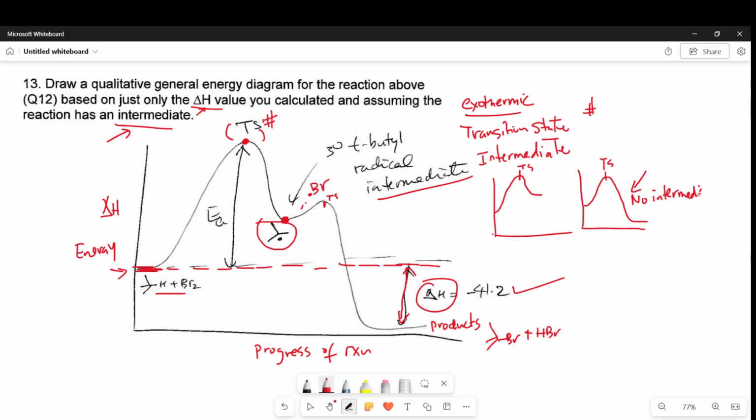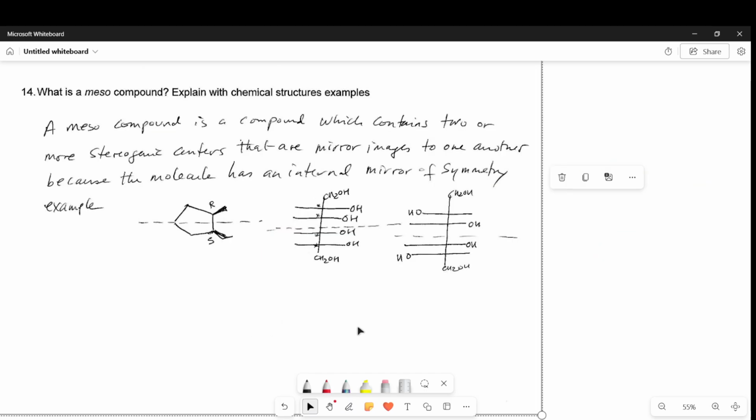Intermediate species. There are some reactions which don't have intermediates. This also has no intermediate. So remember the energy diagrams. To properly draw them, you should understand some of this concept. That's why I put them as a question in this test. Okay, we'll proceed now to question number 14.